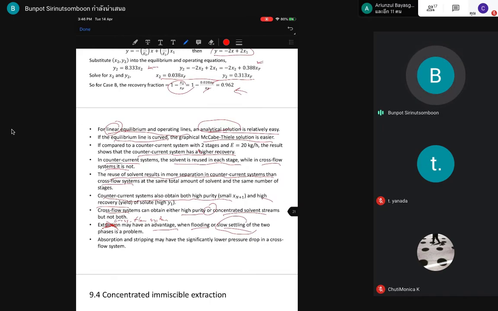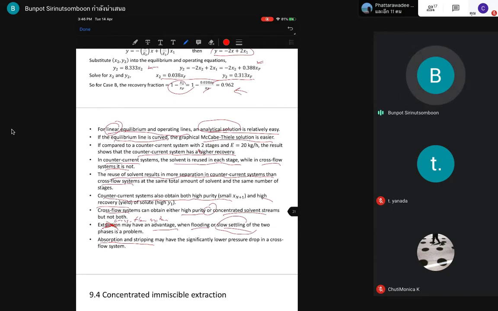But anyway, also in extraction stripping, if you want to apply cross flow, like in the previous chapters, in the lecture we only talked about counter current, right? In the last chapter we only showed examples of counter current. We didn't talk about cross flow, but it's also possible to do cross flow in extraction stripping.